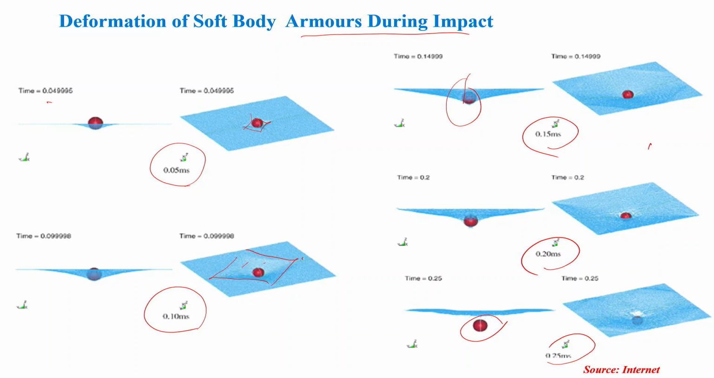Now, if we understand this mechanism, we can create a structure that absorbs more energy, so that the bullet or projectile can be stopped before it penetrates.